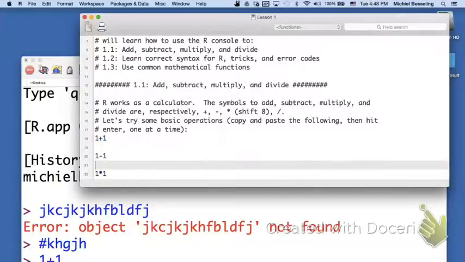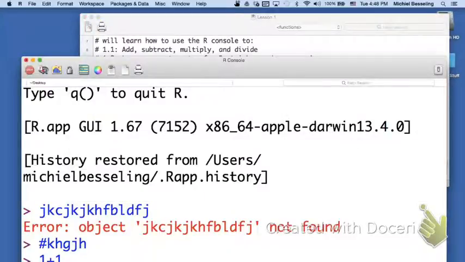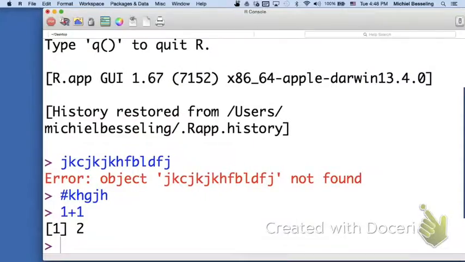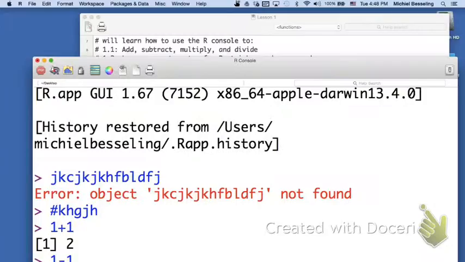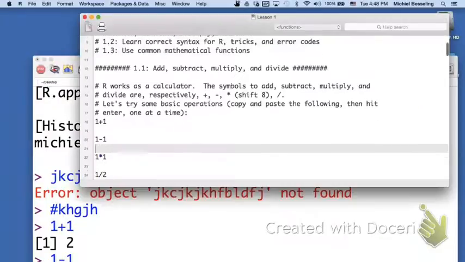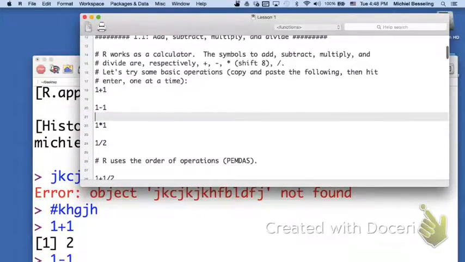So let's try 1 minus 1. Hopefully that's 0. And instead of copying and pasting this one, maybe just try to physically enter this on your keypad. So 1 minus 1, we're all done. You hit enter. Phew, 0. Thank you, R. You know how to do some basic math. First grade, here we come.